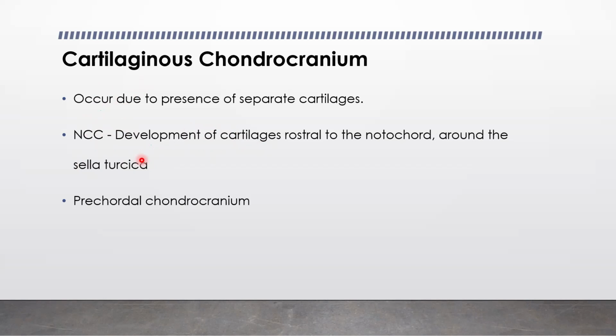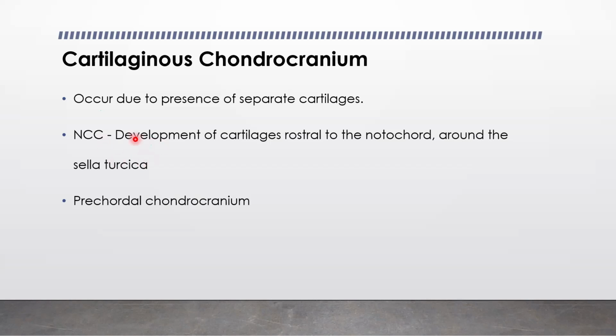Then remember, we said, how does endochondral ossification happen? It happens when you first of all have the presence of a cartilage. Then the cartilage forms cartilaginous models. These cartilaginous models become invested by osteoblasts, and then osteoblasts lay matrix within the cartilage, and through that you develop the bone.